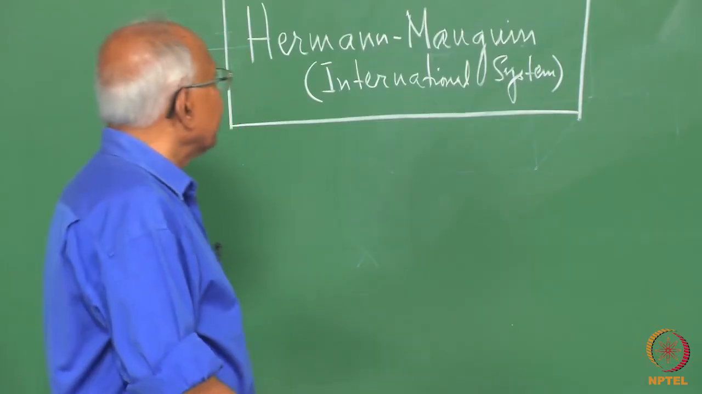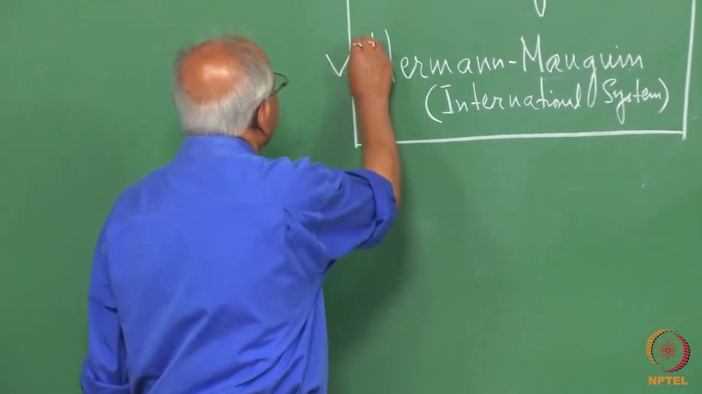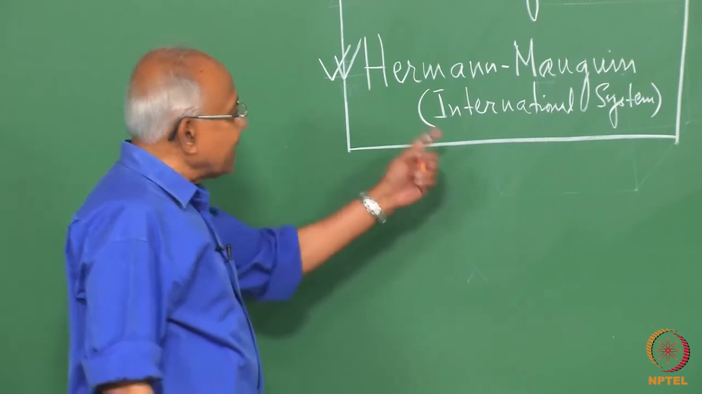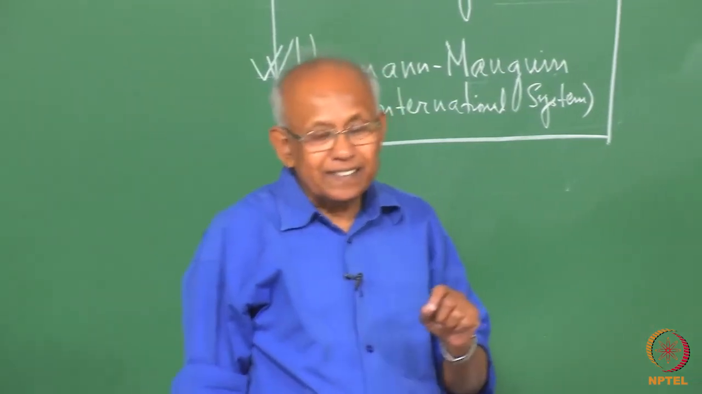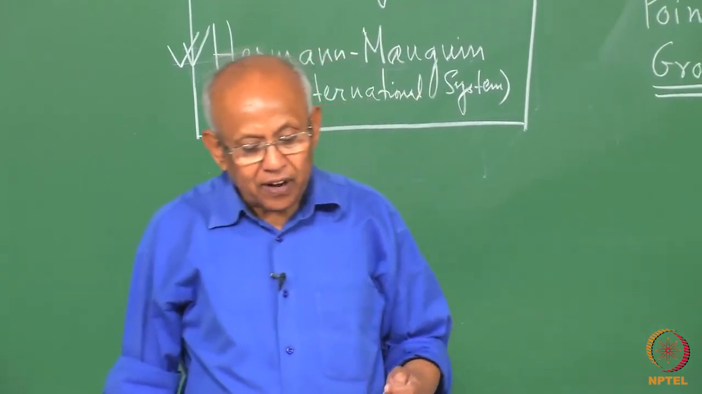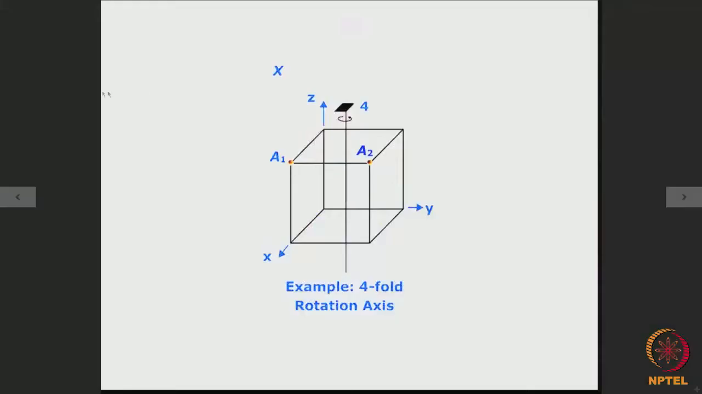Now, when we come to the other system, the more modern one, the Hermann-Mauguin system or the international system, the nomenclature is quite easy. Say, for example, here, a point group with a single rotation axis is denoted by a number. Say, for example, if we have simply a point group which is simply a four-fold rotation axis, it is denoted by the number 4. So, for a two-fold rotation axis, it is denoted by 2. If it is a three-fold rotation axis, it is denoted by 3, etcetera, etcetera.